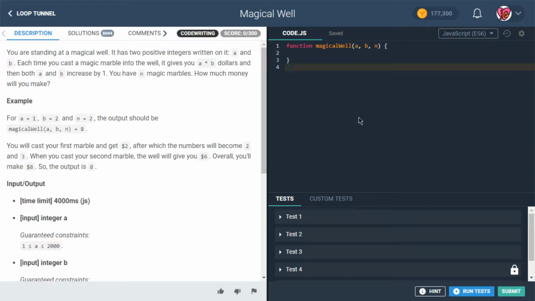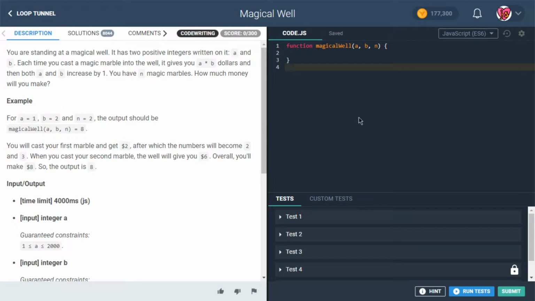You are standing at a magical well. It has two positive integers written on it, A and B. Each time you cast a magic marble into the well, it gives you A times B dollars, and then both A and B increase by 1. You have N magic marbles. How much money will you make?